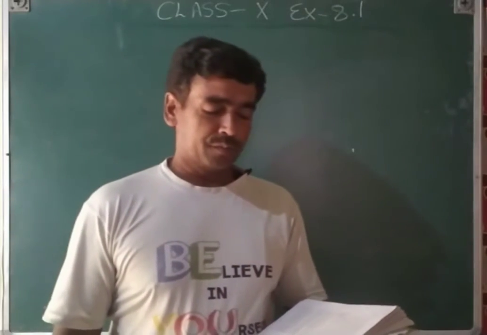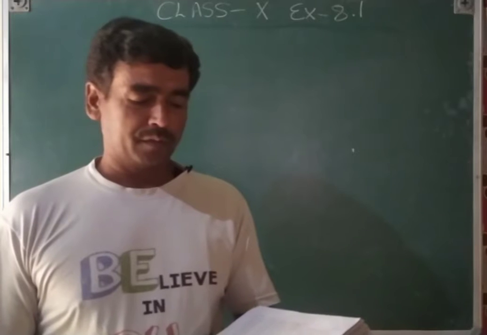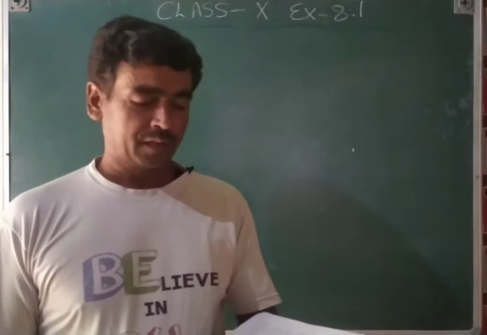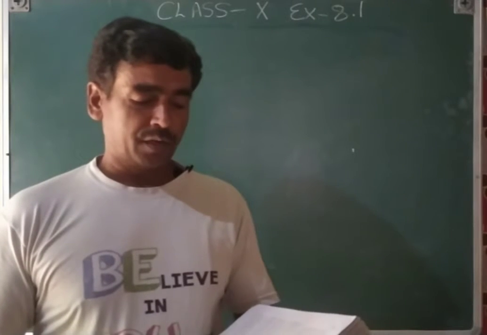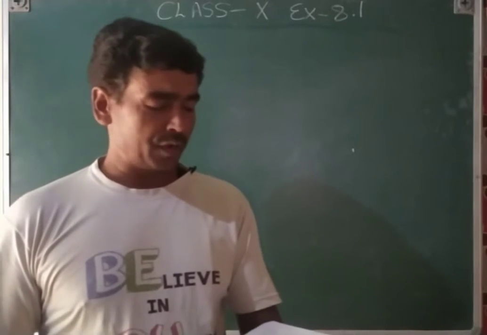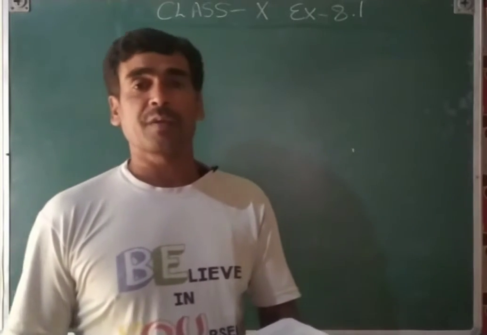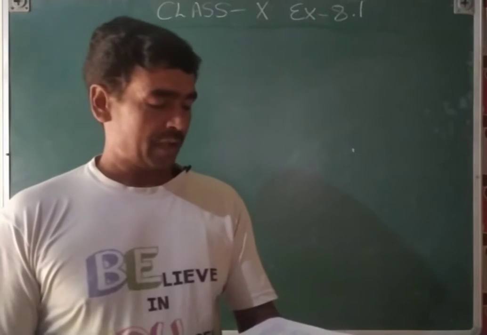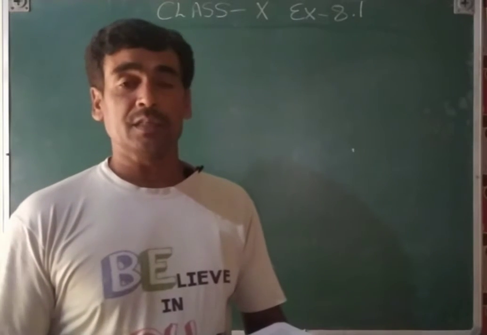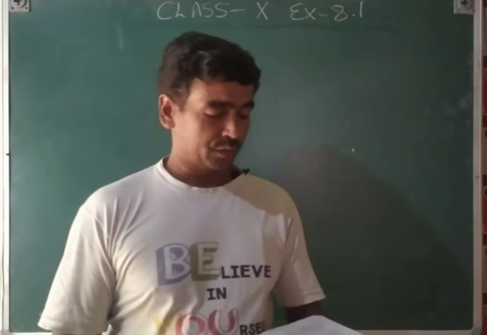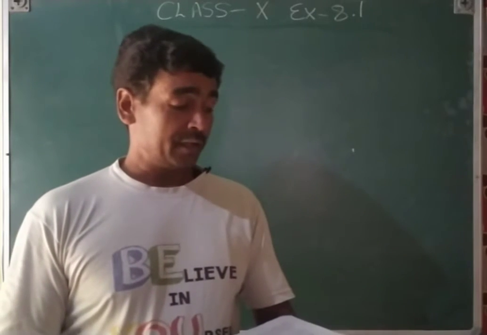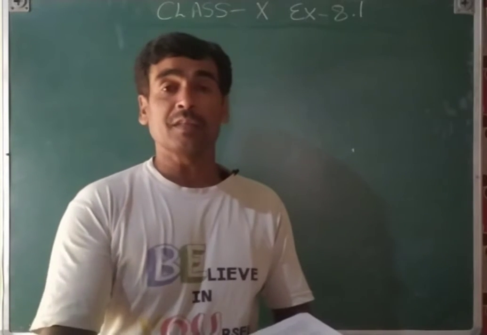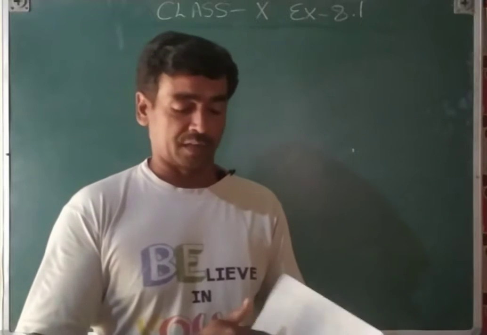In this video you will see chapter number 8, exercise 8.1. Chapter number 8 is Introduction to Trigonometry. What is the meaning of trigonometry? Trigonometry means: tri means 3, gon means sides, and metry means measure. These are Greek words. So trigonometry is divided into 3 parts: tri, gon and metry. It means three sides measured.